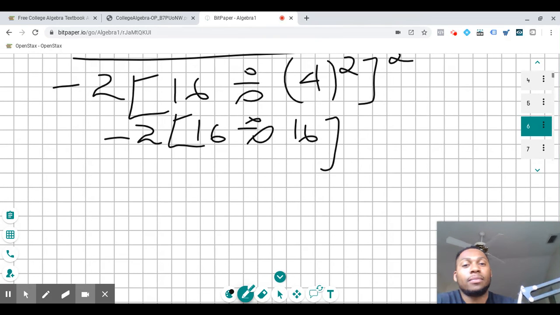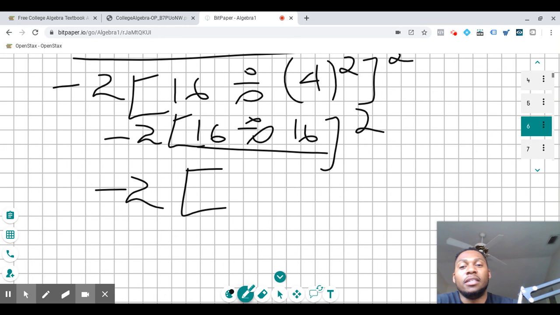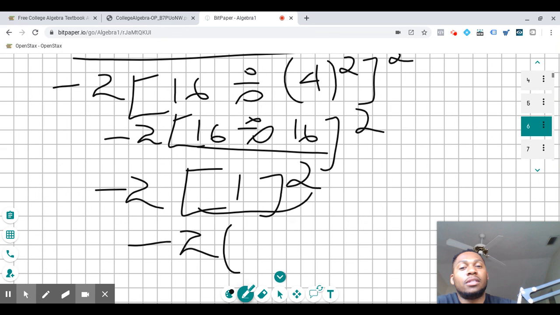So where you have 4 squared is 16, 16 squared. -2. 16 divided by 16 is 1. That whole thing squared. -2. Now we're taking care of this exponent. See, 1 squared is 1. And we have -2 multiplied by 1, which is -2.